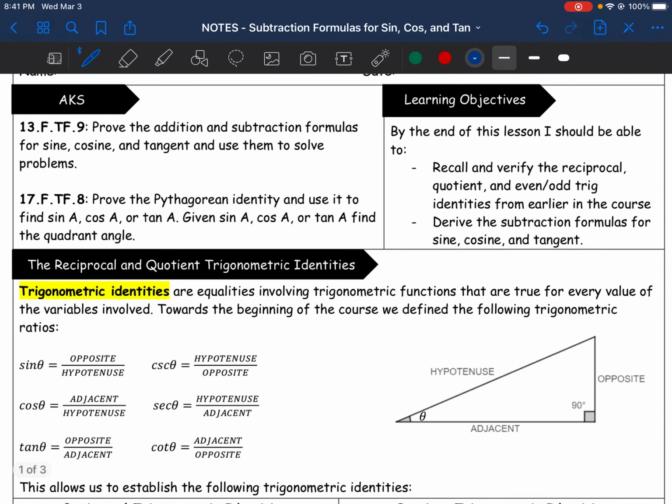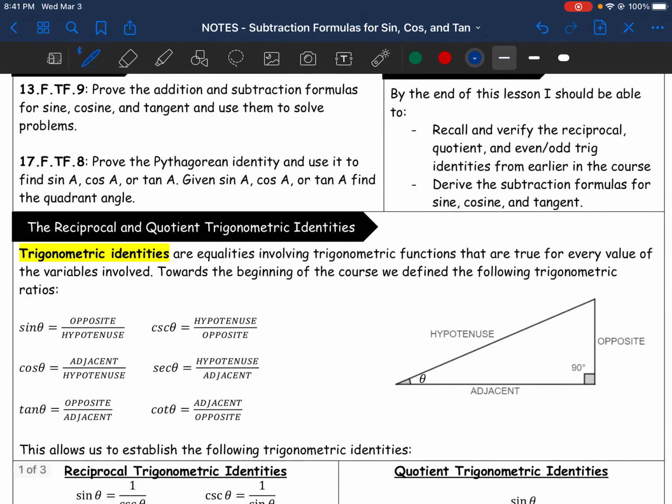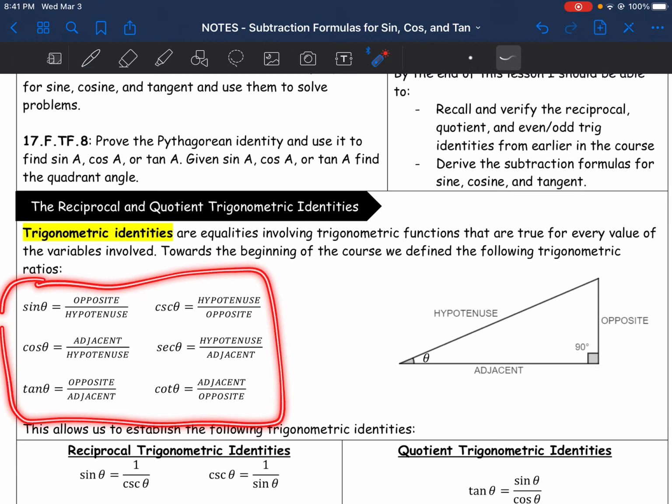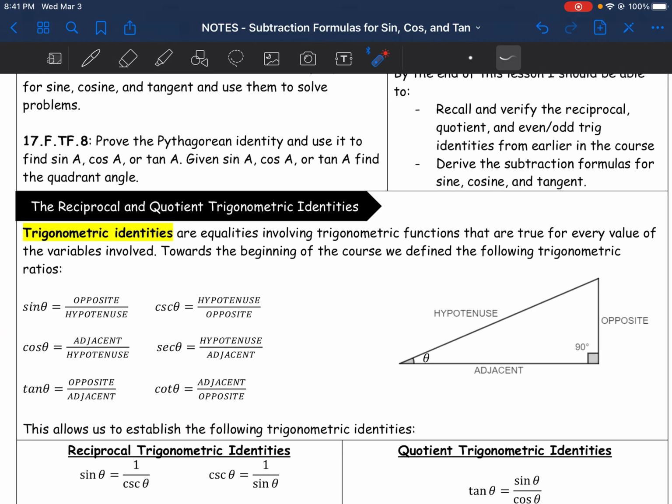So trig identities are equalities involving trig functions that are true for every value of the variables involved. If you think back to the beginning of the school year, when we started pre-cal, we established the following 6 trig ratios: sine, cosine, tangent, cosecant, secant, and cotangent.